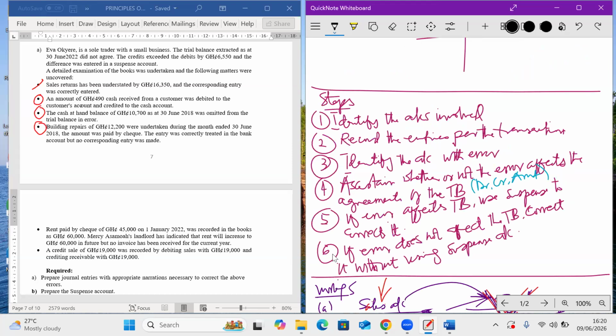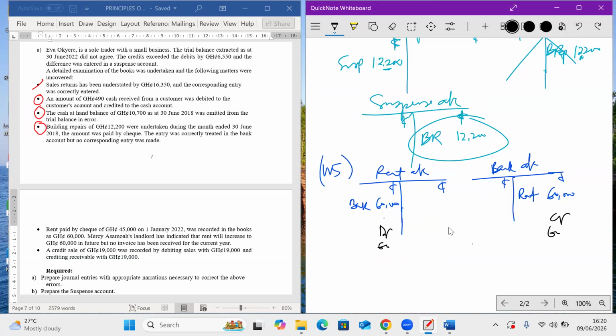If the error does not affect the trial balance, correct it without using the suspense account. So these two accounts are the errors. We'll use them to correct each other without bringing in the suspense account. Are we good? Yes. So how do we correct the rent and the bank?